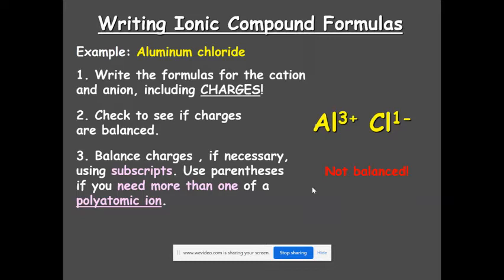So this would be a good time to mention that the charge of a singular ion goes at the top as a superscript, and the subscripts at the bottom represent how many of that ion you need. So if we need 3 chlorides to balance out the aluminum, that means we put a 3 down here, and it becomes AlCl3.